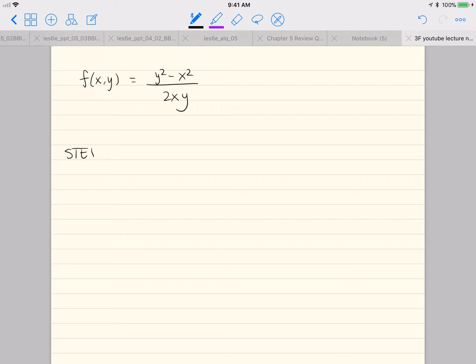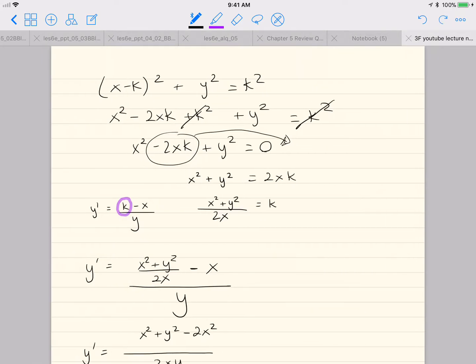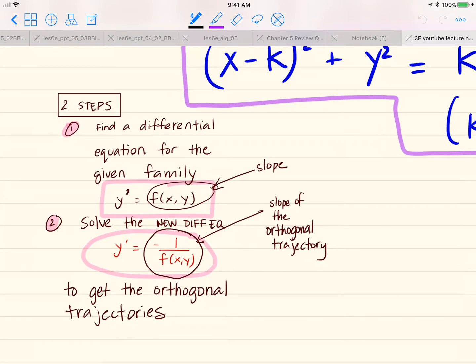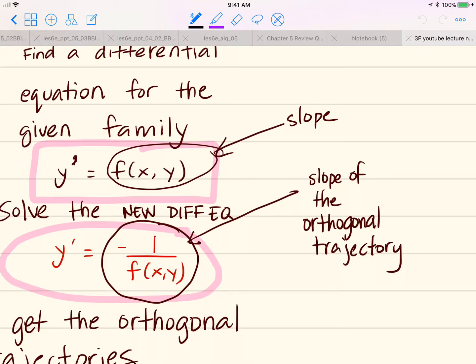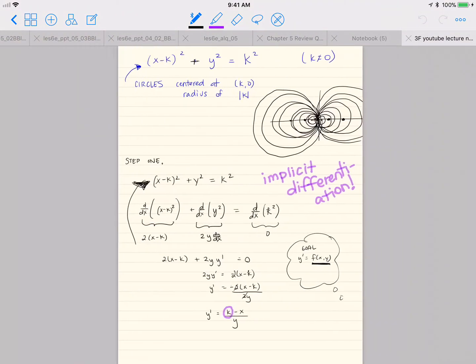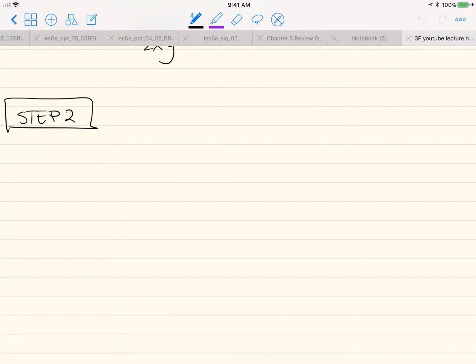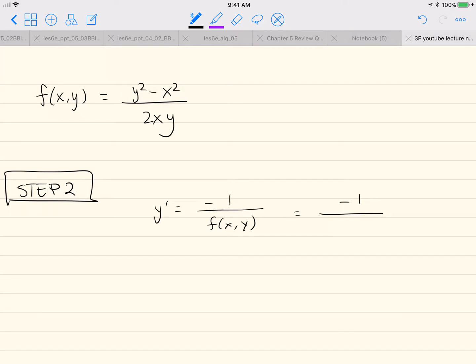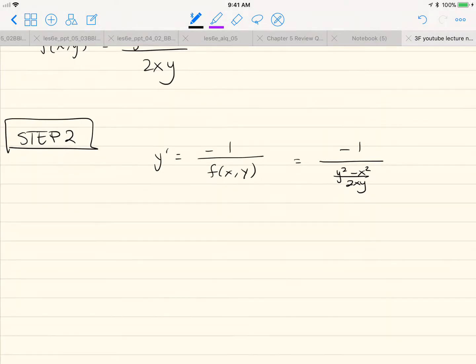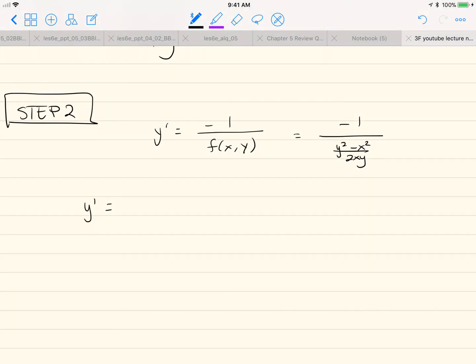Well, my new differential equation that I'm solving is supposed to be y prime equals negative 1 over f of x y. So I have y prime equals negative 1 over f of x y, which is equal to negative 1 over y squared minus x squared over 2xy. Okay, so y prime equals, and I can rewrite this as 2xy over x squared minus y squared.